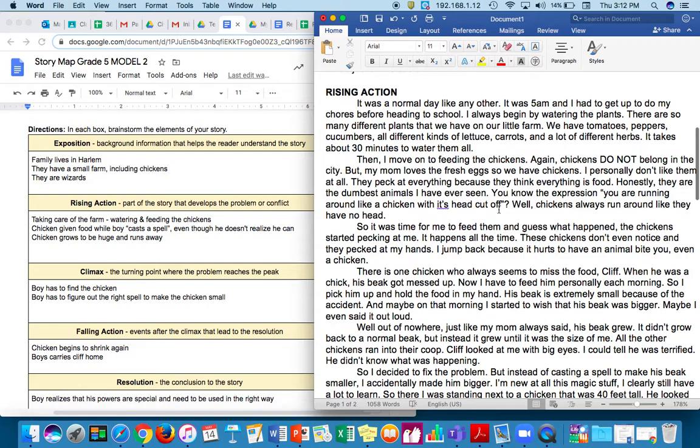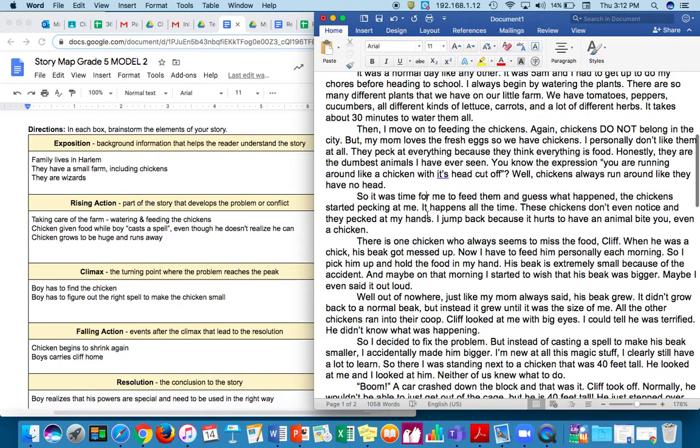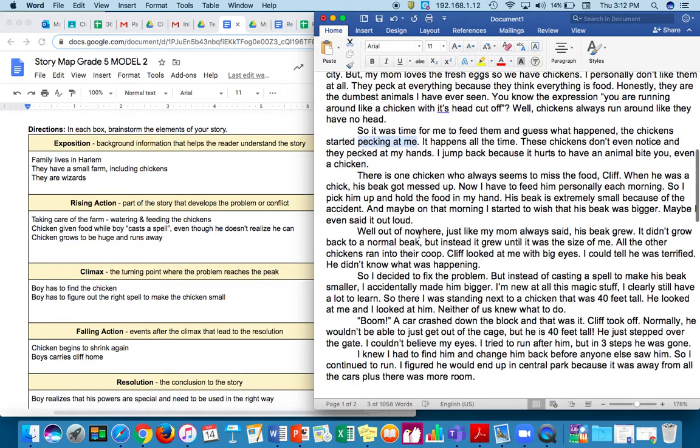Again, adding in some humor, talking about chickens, talking about how we feed the chickens and some things that chickens do. We know that chickens peck at food. So I said the chicken started pecking at the boy. It happens all the time. Now we're going into more of the problem.